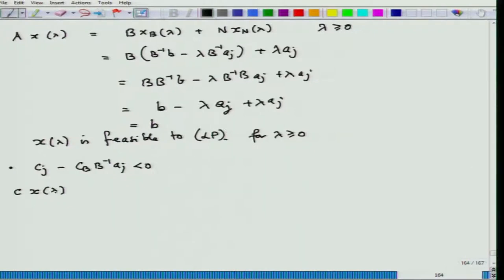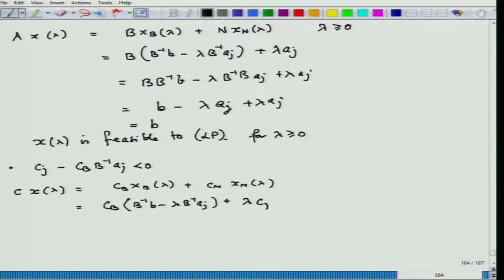I want to compute this, that is c_B x_B plus c_N x_N. Now this would give me c_B times x_B(lambda), which is again B inverse b minus lambda B inverse a_j, plus c_N x_N. What is this x_N? It is only lambda at the jth position, and all other positions it is 0. So it will become nothing but lambda times c_j, where the corresponding jth position is here.